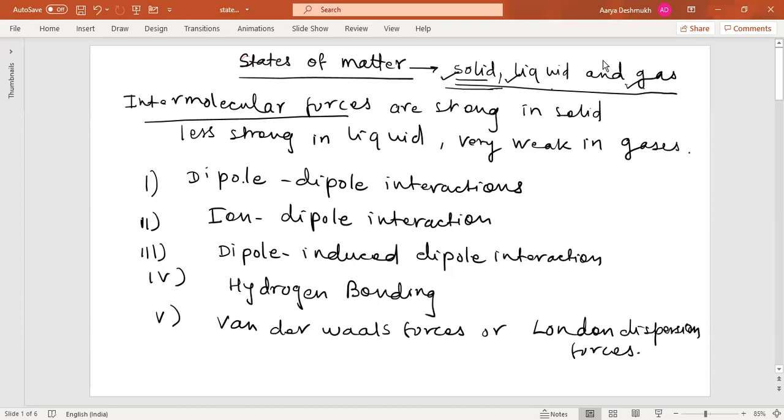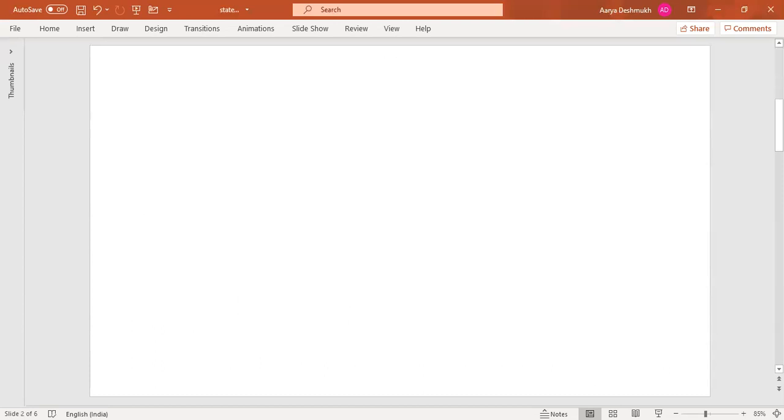So out of this, the first two we'll discuss in this lecture: dipole-dipole interaction and ion dipole interaction. And the remaining three we'll discuss in the next lecture. So first we'll go for dipole-dipole interaction.